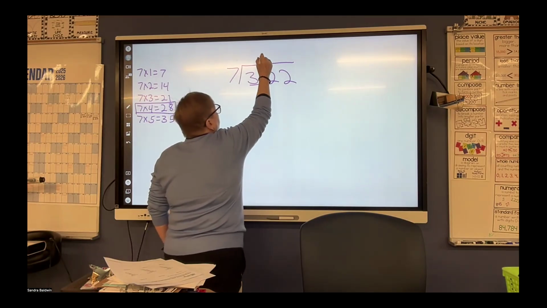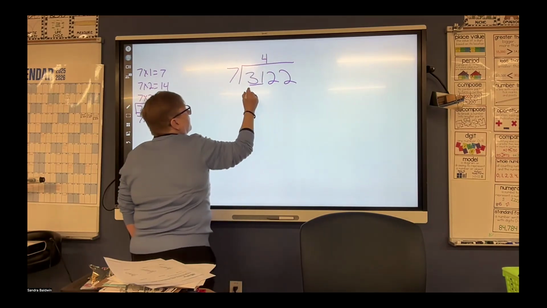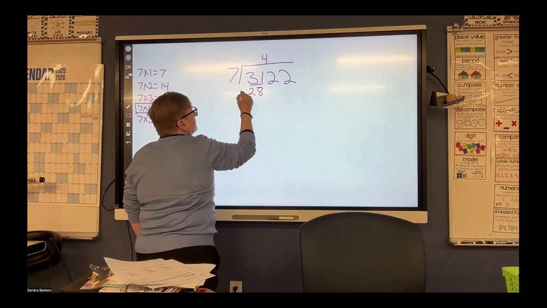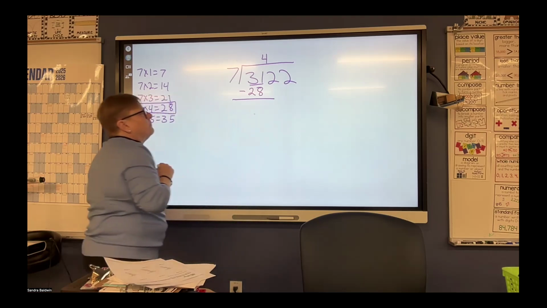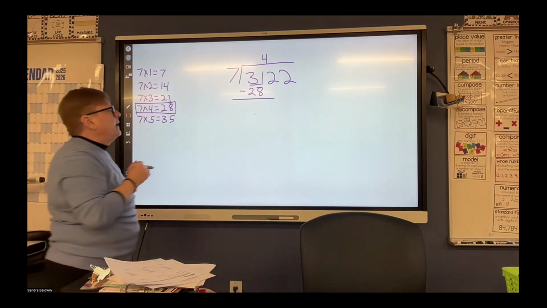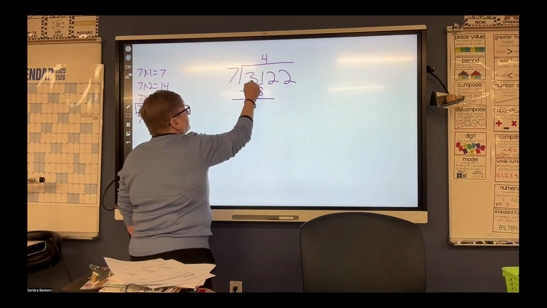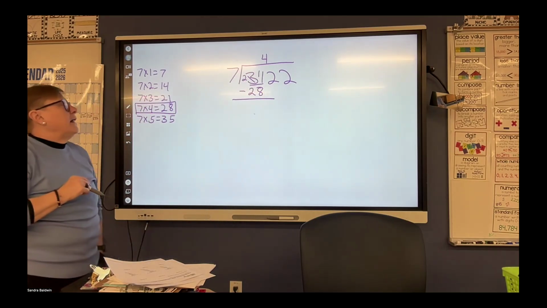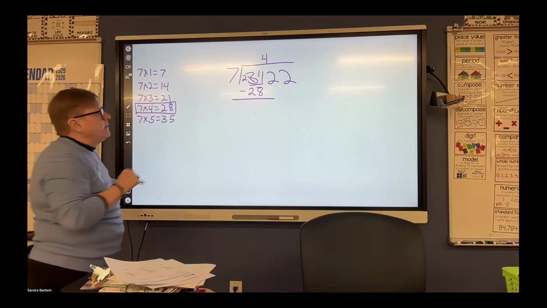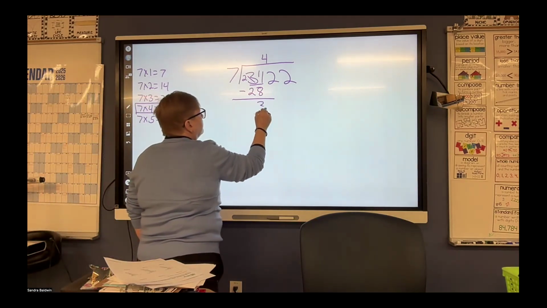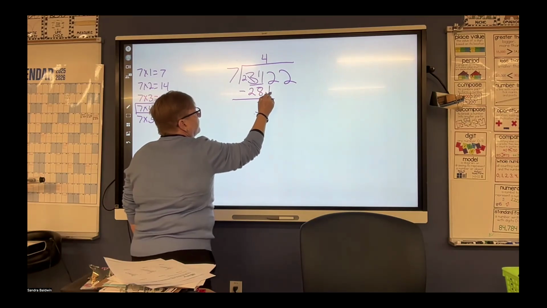So the 4 is going to go on top of the 1. 4 times 7 equals 28. I'm going to stop there. Just subtract that. I cannot say 1 minus 8. So I will take a 10 from here and place it here. 11 minus 8, that would be 3. I'm going to bring down the next number.